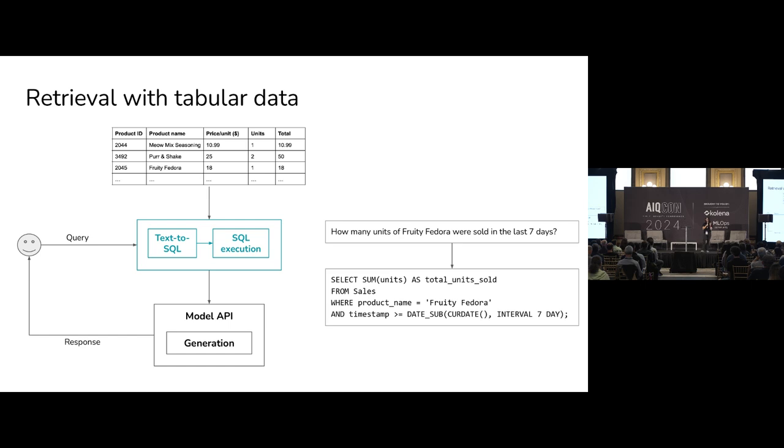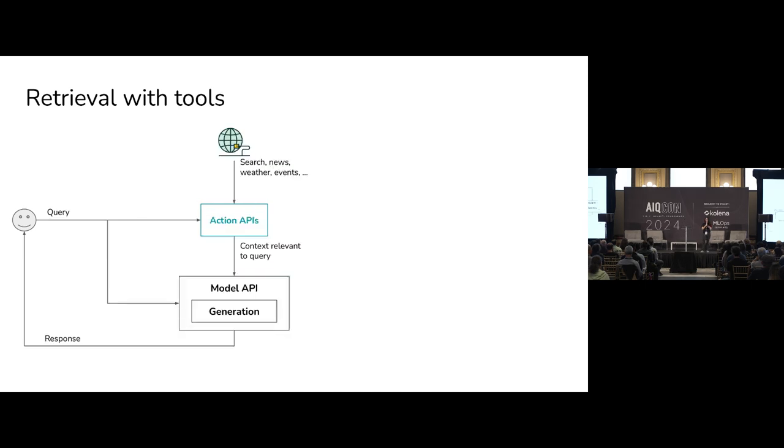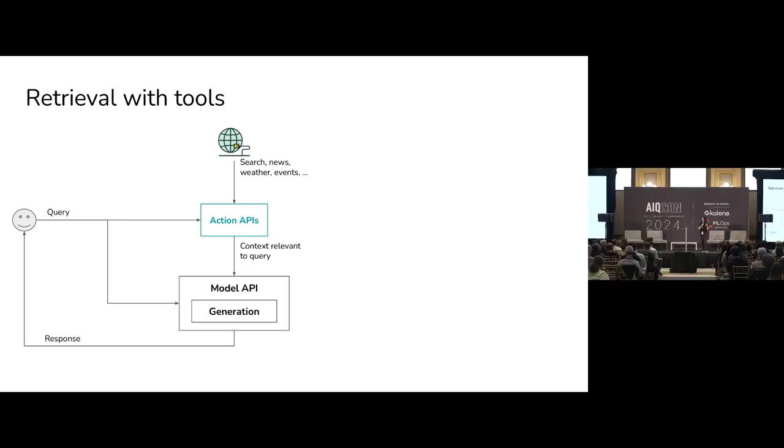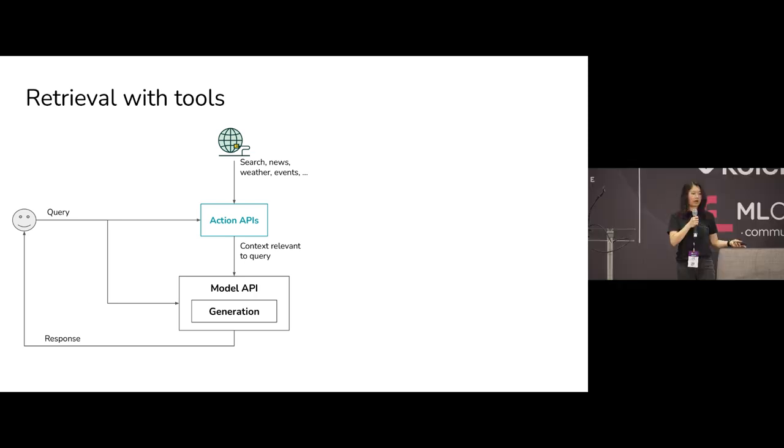Another way to retrieve and augment context is to use tools. One of the first tools that people were very excited about with ChatGPT is web search, browsing the internet. So now you want to give it things like web search, news API, weather API, but there are other tools you can give the model access to as well, for example a calculator or a bash terminal.